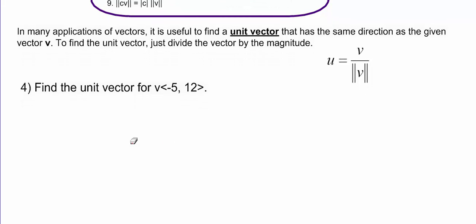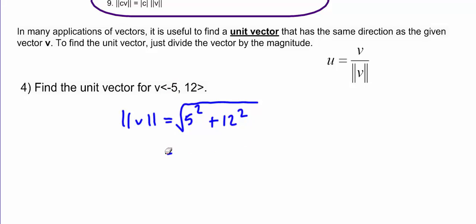So let's do that. Let's find the unit vector. We'll talk more about applications of this as we move forward later on, but the magnitude of vector v would be 5 squared plus 12 squared. Take the square root of that, and you may have noticed, hey, that's -5, and you only wrote 5. You'd be correct. We'd be squaring the whole term anyway, so it's really not going to matter. So our magnitude is 13.